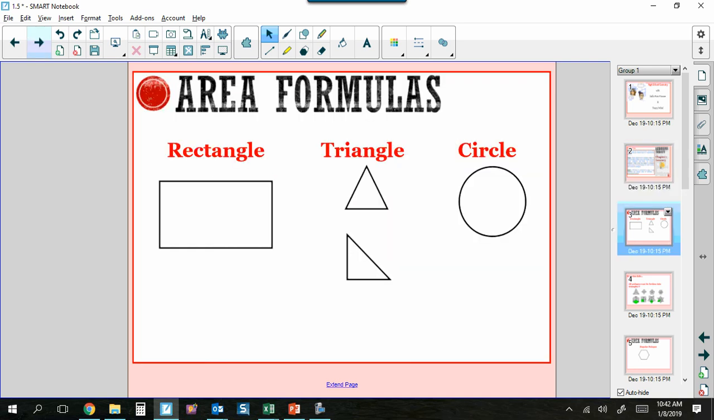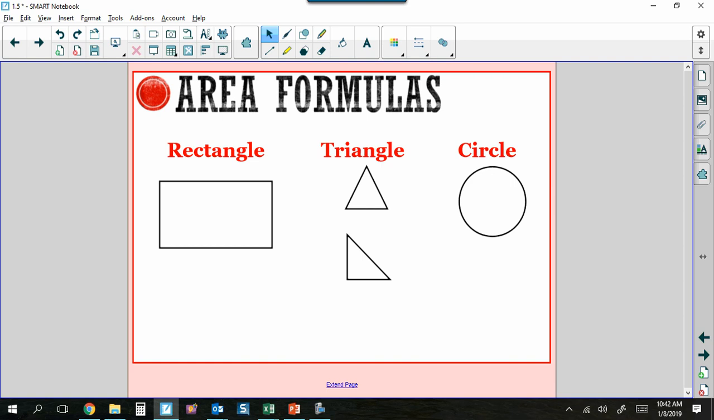In order to work with surface area using a net, you need to know some basic area formulas. So the shapes that I have on the screen right now are going to go on your guided notes under area formulas. You should be able to actually do this without watching this lesson because you've been working with rectangles, triangles, and circles for a few years now. But we're going to go ahead and just remind you how to work with them.